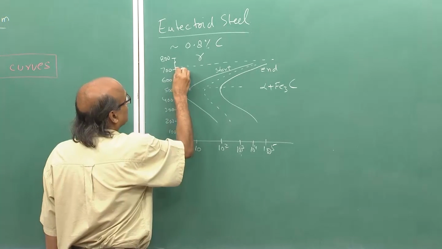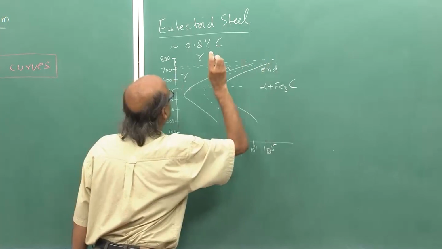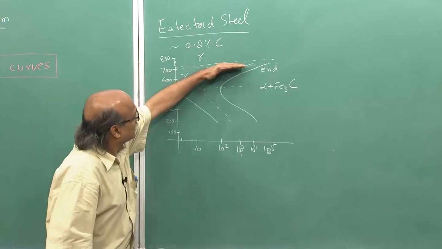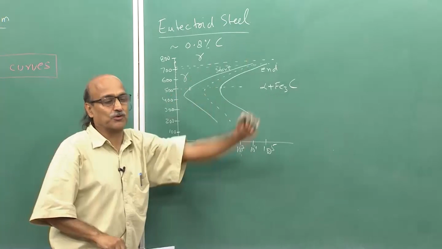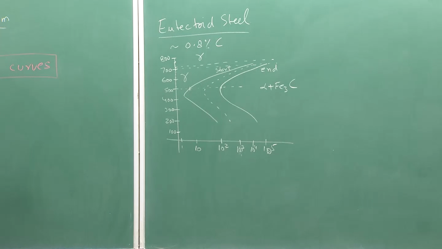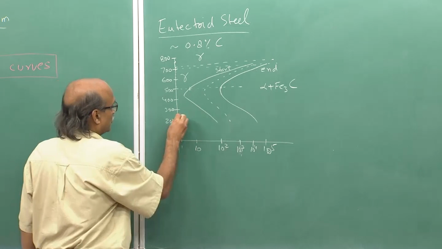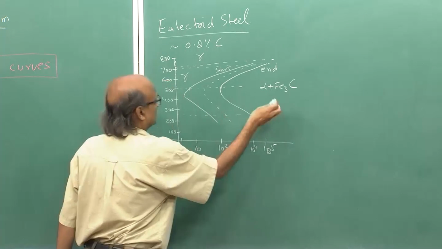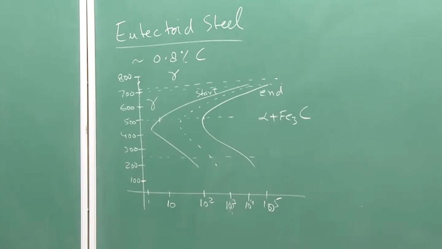If I am somewhere at 700, you can very clearly see that this transformation will take a much longer time to start and a much longer time to end. Similarly, if I go down to about let us say 250 degrees centigrade, again the transformation will take a much longer time to start and end.